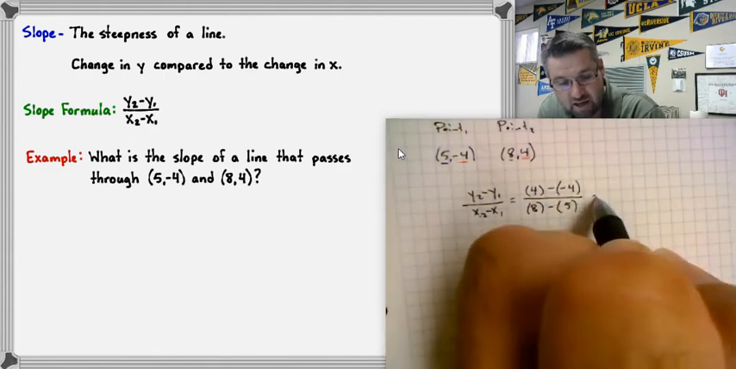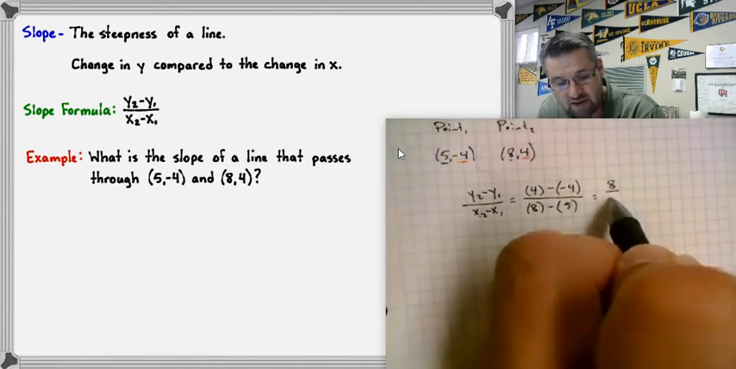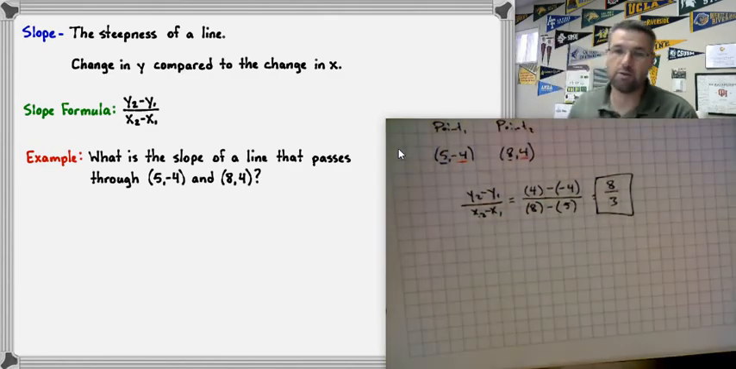And then we'll simplify that. 4 minus negative 4 is actually 4 plus 4, which is 8. And then 8 minus 5 is 3. So my slope is 8/3.